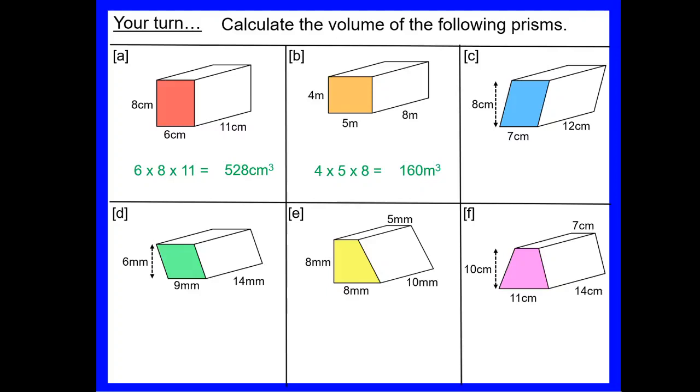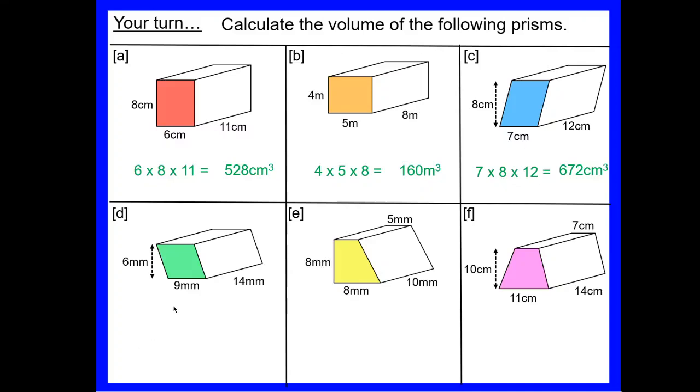For C, we've got a parallelogram. The area of a parallelogram is the base times the height. So we're going to do the base times the height to get the area and then multiply that by its length. So 8 times 7 times 12 is 672 centimetres cubed.